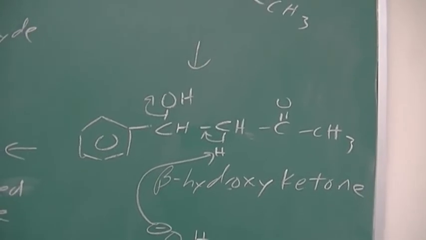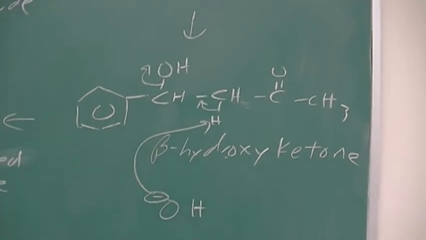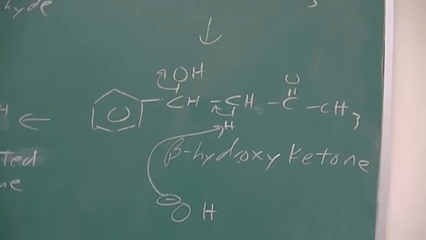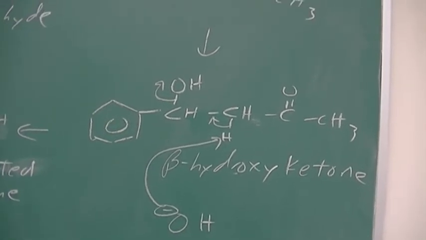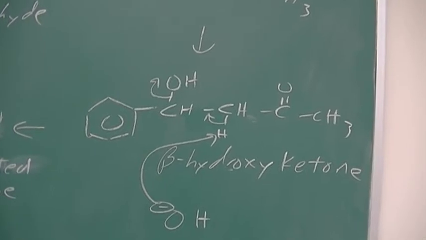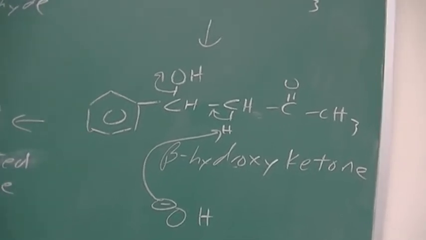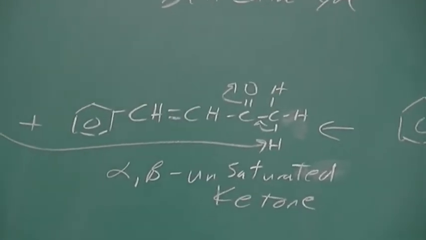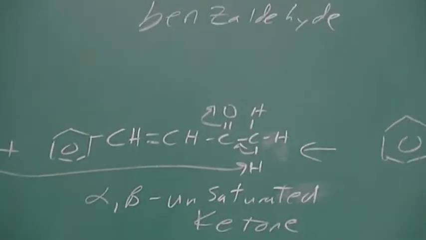Now we are going to heat this up, and when you heat this up, your hydroxide will then come and take another one of your alpha hydrogens, form the double bond, and kick out the OH. And that forms an alpha beta unsaturated ketone.